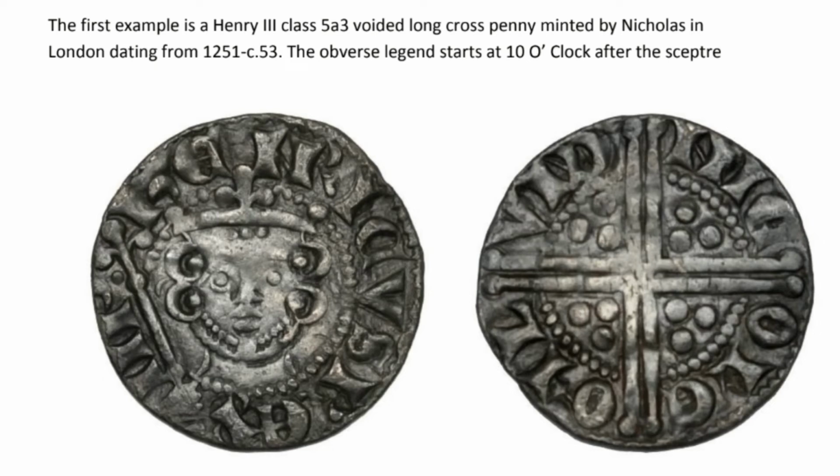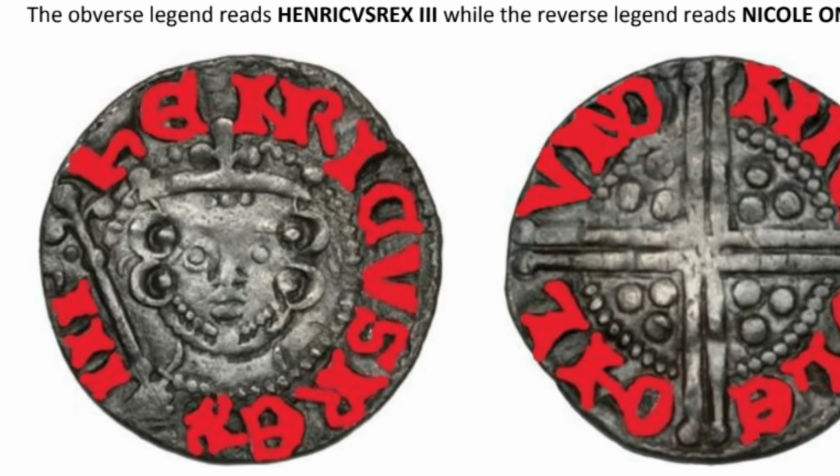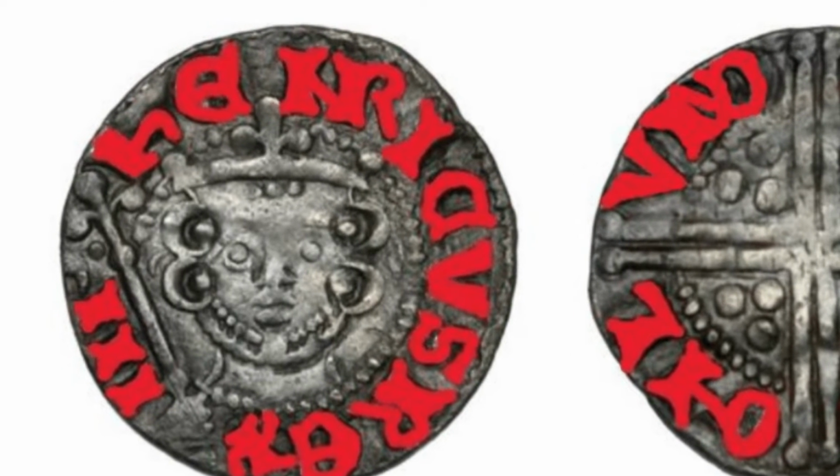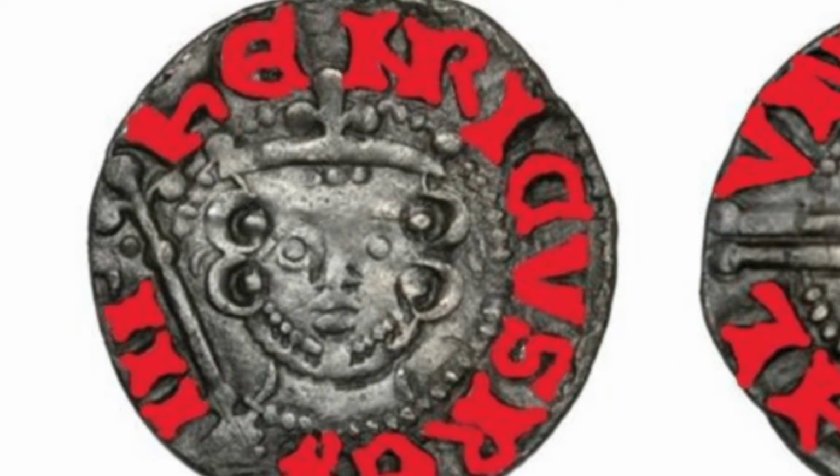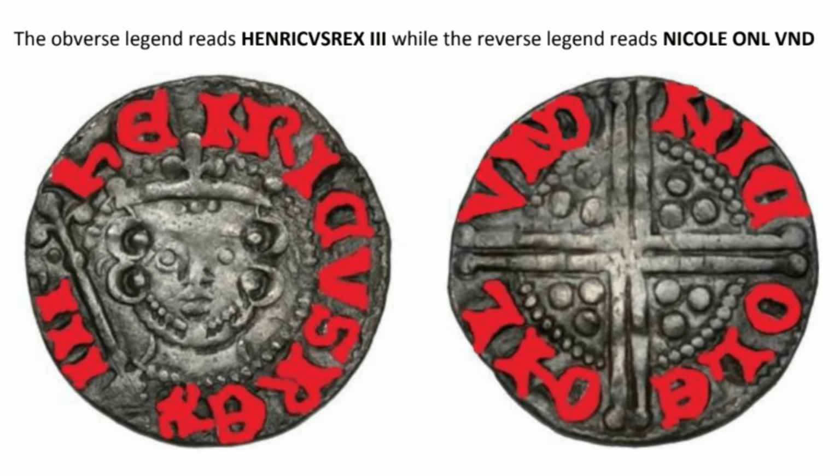It does get harder though. Take a look at this one. Now this is an example of a Henry III class 5A3 voided long cross penny. It's minted by Nicholas in London, dating 1251 to 53, and the obverse legend, the head side, actually starts at 10 o'clock, just after the head of the sceptre, not 12 o'clock as in the other case. You can see it's HENRI CVS REX III, and the reverse legend reads NICOLE ON LVND. That's the moneyer mark for Nicholas.